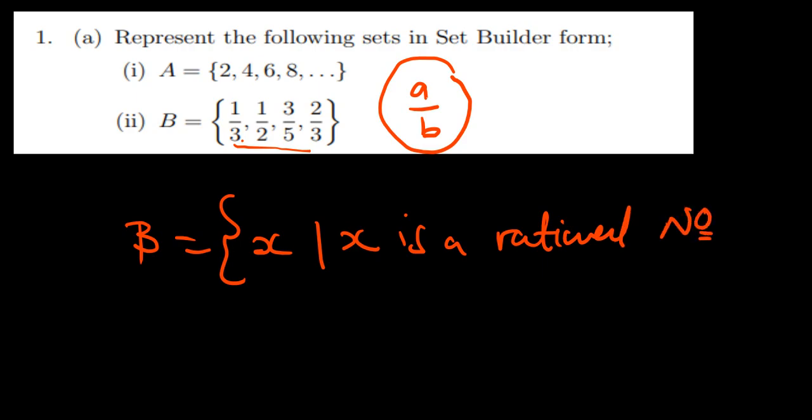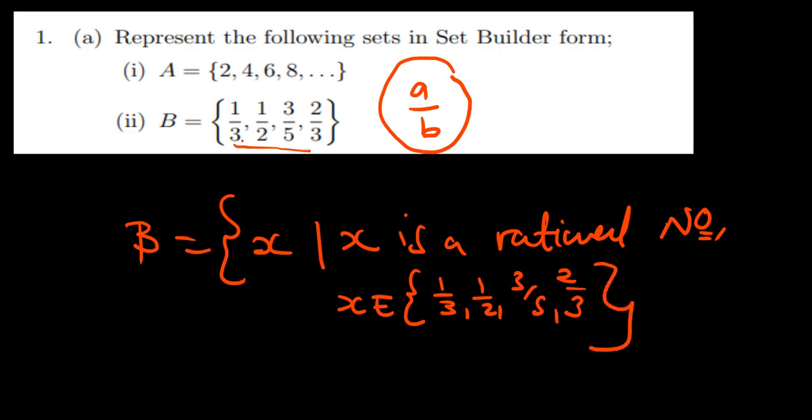But you're not going to end here, because if you say only x is a rational number, it means the whole set of rational numbers. So you say such that x is a rational number, where this x is a member of, and then you write the same set that you have there. So you're going to say 1 over 3, 1 over 2, 3 over 5, and then 2 over 3. So you've represented this set that we have on B in the form of set builder notation: x is a rational number such that x is a member of this set here. All right, so any questions there?